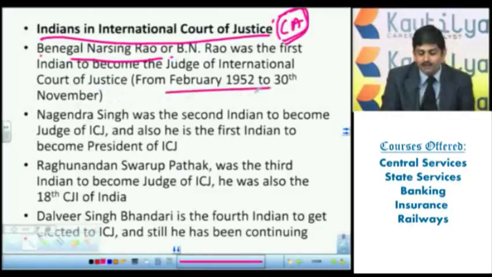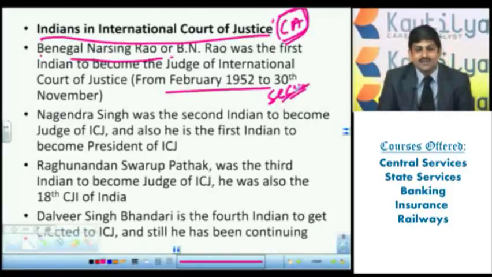He was there from February 1950 to 30th November. He was also previously an aspirant for the United Nations Secretary General post. However, he could not compete for that one, but he was an aspirant at that time. The second Indian to become a judge in the International Court of Justice was Nagendra Singh. He was not only the second Indian judge of this prestigious organization, he was also the first Indian to become the president of the International Court of Justice.